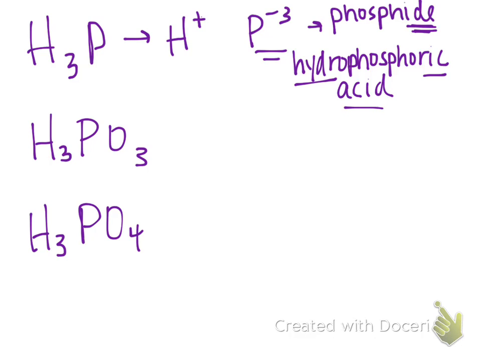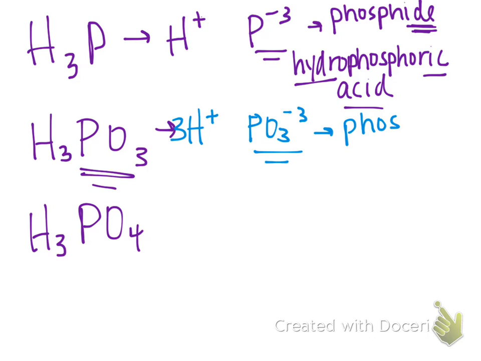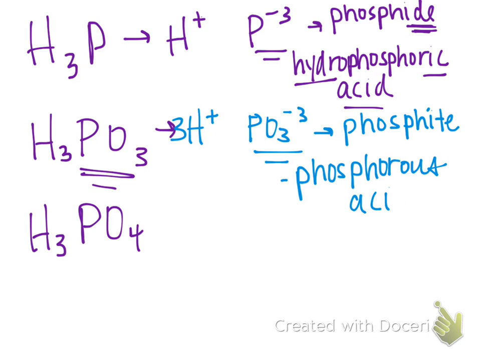So the next version of phosphorus that we're dealing with, we separate them. That leaves us with H plus, 3 H pluses really, and it leaves us with PO3 minus 3. What polyatomic ion is that, or what anion is that? That's phosphite. Which means our acid should be called phosphorous acid.